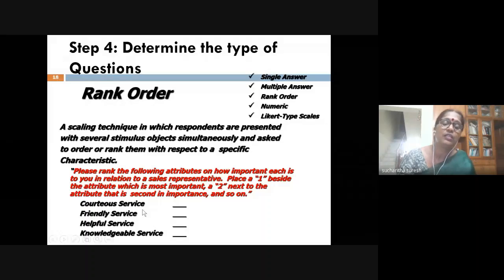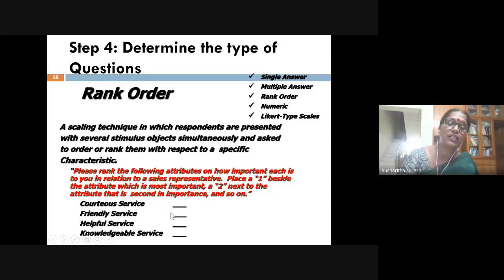So courteous service, friendly service, helpful service, and knowledgeable service. That is given like that, so ranking has to be given.